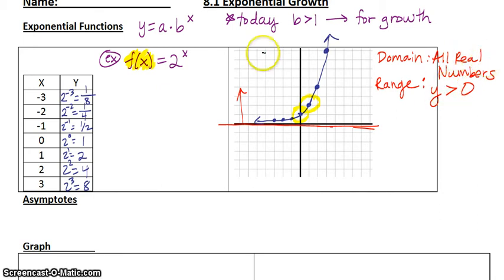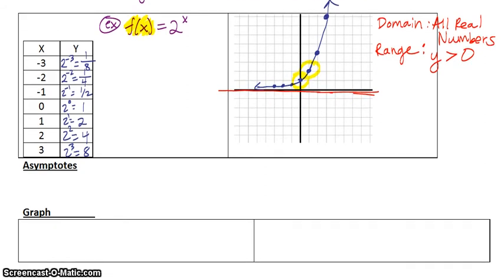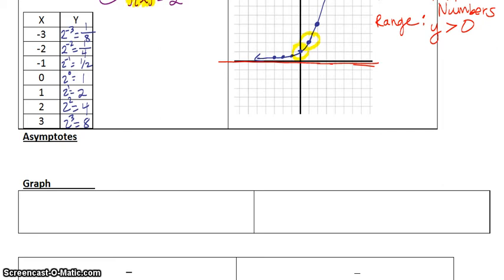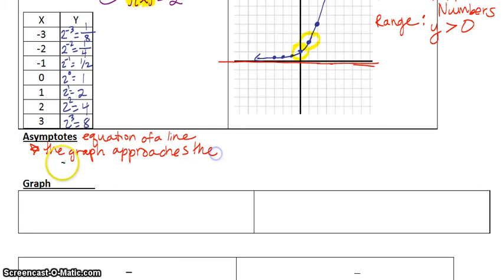And then I want to show you something here with this tail end. Notice how as we get further and further this way, it gets closer and closer to this line here that I just drew in. That's actually called an asymptote. And before I find the equation for this asymptote, I have a section right here for you to write this down. So the equation of the asymptote is an equation of a line, and the graph I have approaches the line but never touches it.